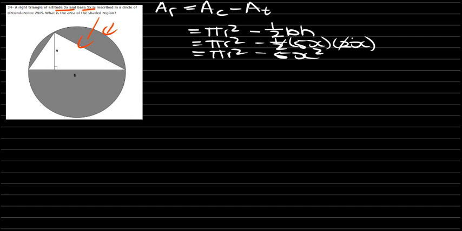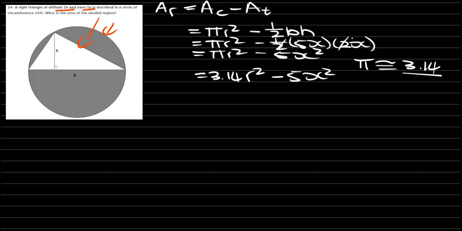Okay, so now we have pi r squared minus 5x squared. For simplicity's sake, we're going to assume that pi has the value of 3.14. Pi is significantly more complex than 3.14, but let's stick to 3.14. So we have 3.14 times r squared minus 5x squared.